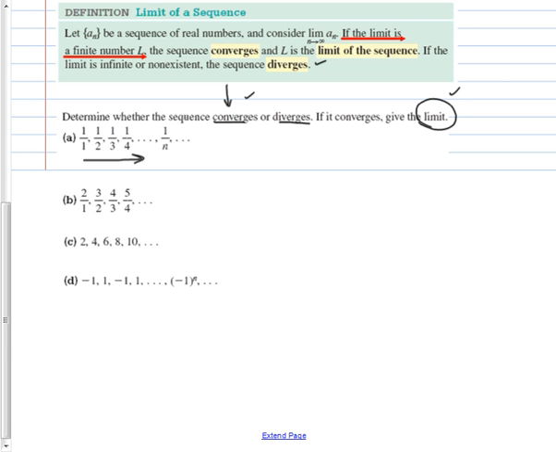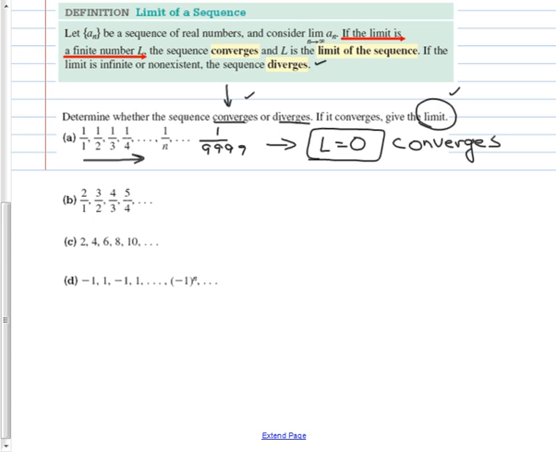So let's try this one. This is 1 over 1, then it goes 1 over 2, 1 over 3, 1 over 4, 1 over 5, 1 over 6, 1 over 7, 1 over 9,999. It's approaching a number, isn't it? It's getting smaller and smaller. It is limiting to 0. I guess I should say converges. This one converges, and its limit is 0. It gets closer and closer to 0.